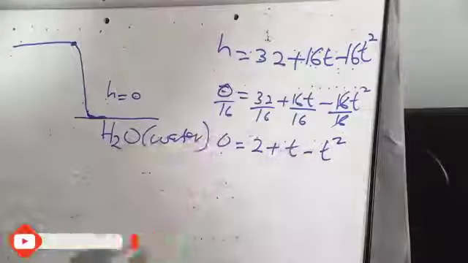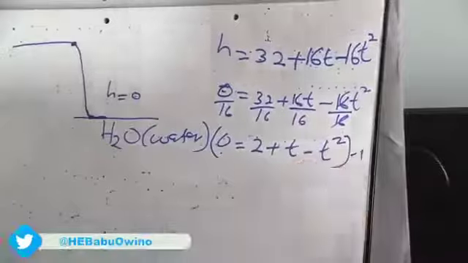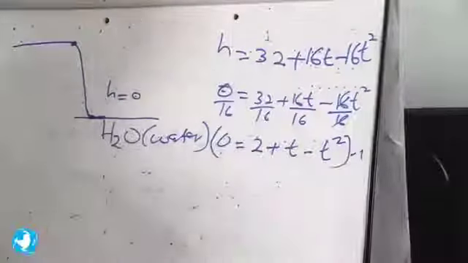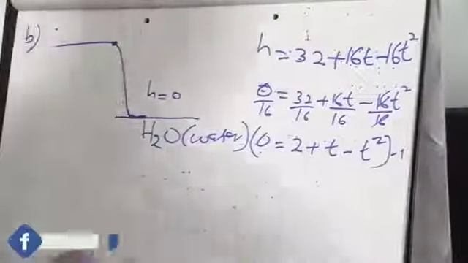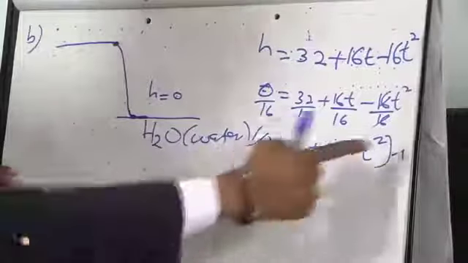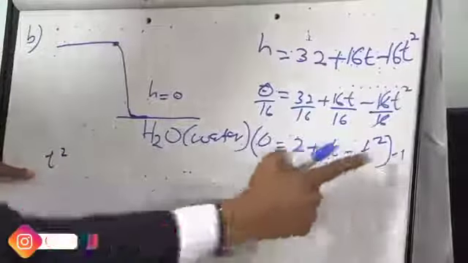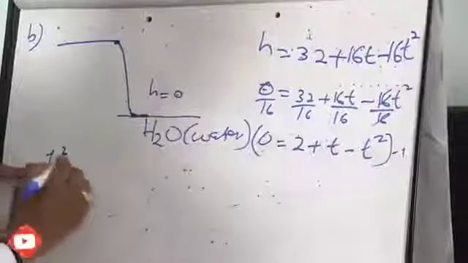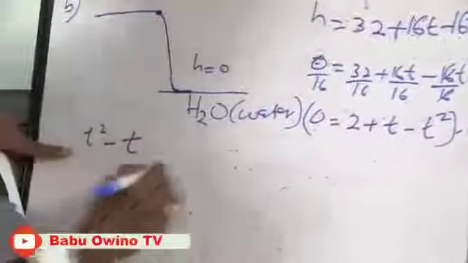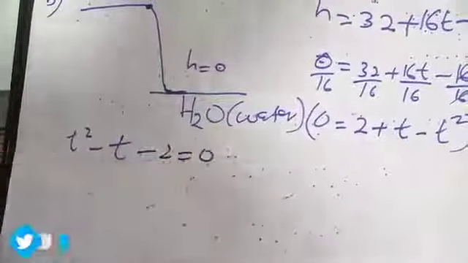So from here, we can multiply all the values by -1 so that at least we start our equation by the highest value of t, which is t squared. So when you multiply this by -1, you get t squared. You multiply -1 times t, you get minus t. Then -1 times 2, you get -2 equals 0.